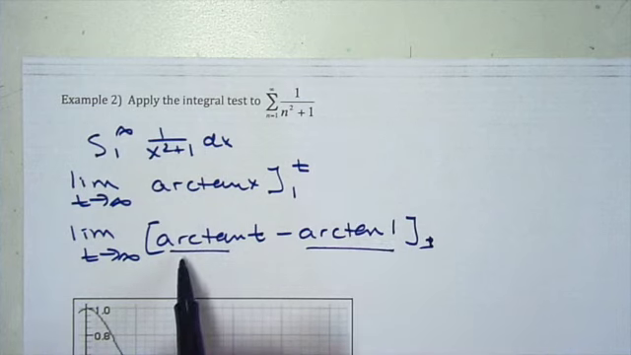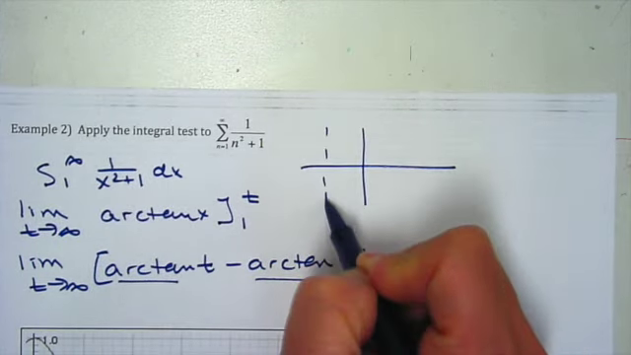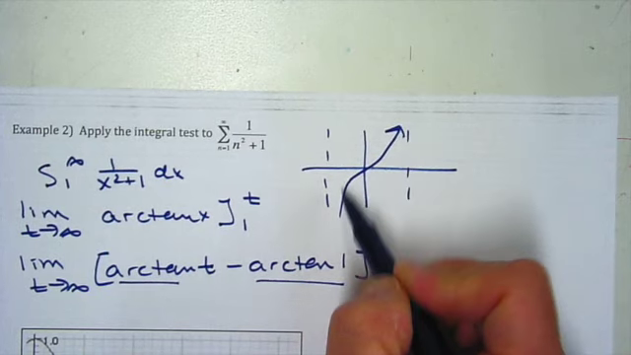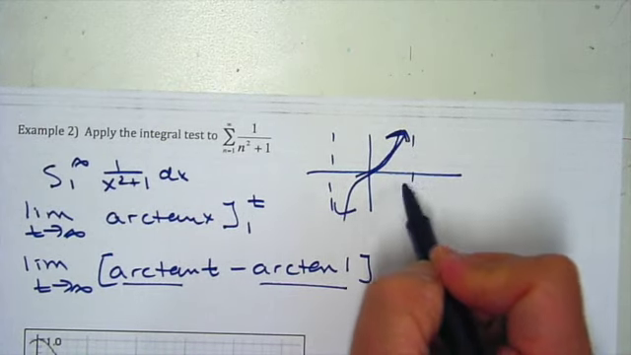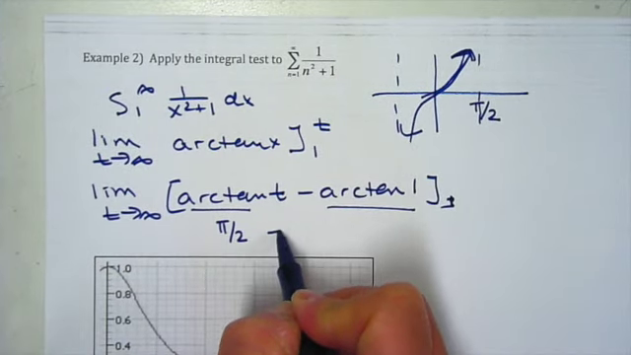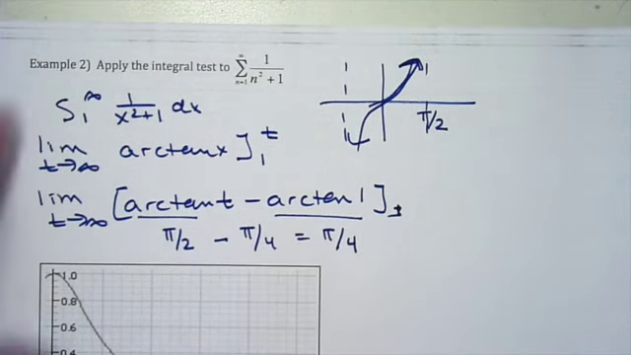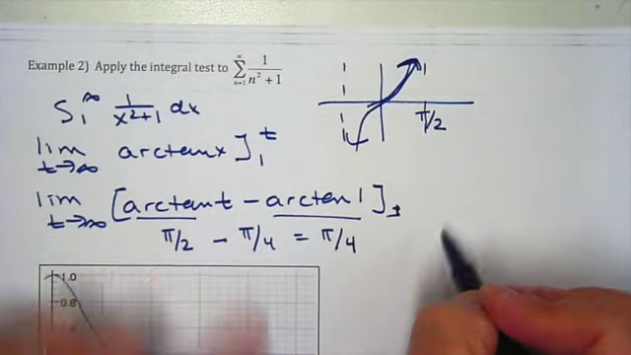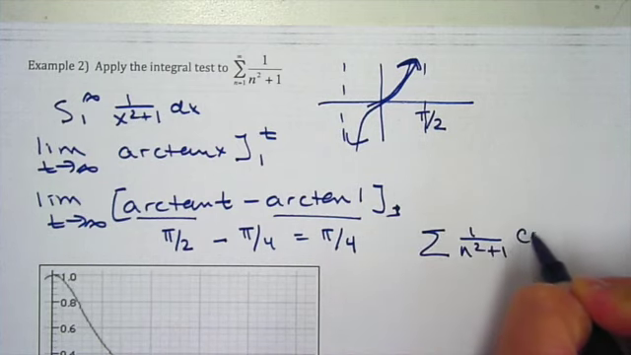So the arctangent of t: you're looking for the angle where the tangent graph approaches infinity. If you think about your tangent graph, this is the piece of the graph that you need. As you approach infinity, the tangent graph is going towards pi halves. So this is pi halves, and arctangent of 1 is pi fourths, so this is pi fourths. Because the integral converges, we can also make the conclusion that this series will also converge.